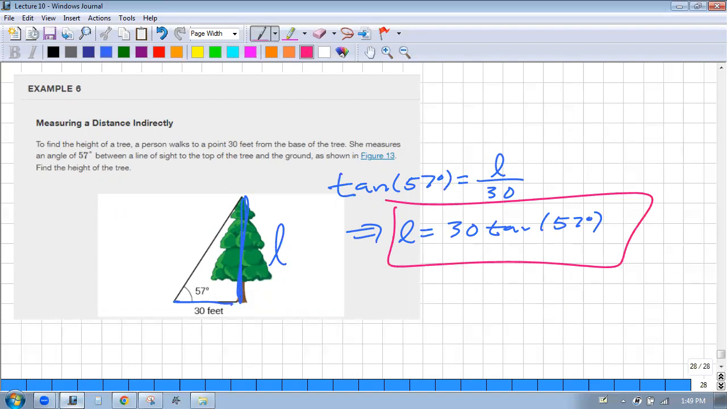Of course, WebWorks is going to want you to plug this into a calculator and approximate it to a certain number of decimals, but y'all can handle that. But that's how you do it. If it's not the Pythagorean theorem, it's one of your basic definitions.